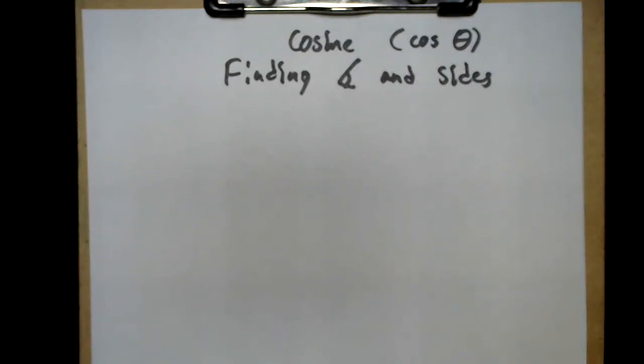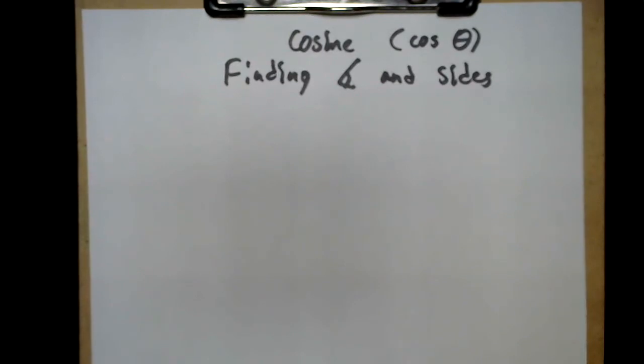Welcome to today's video. We'll be going over cosine. Many of you might remember cos or cosine of theta, or whatever you like to call it. Today we'll be finding angles and sides using cosines of right triangles and non-right triangles.